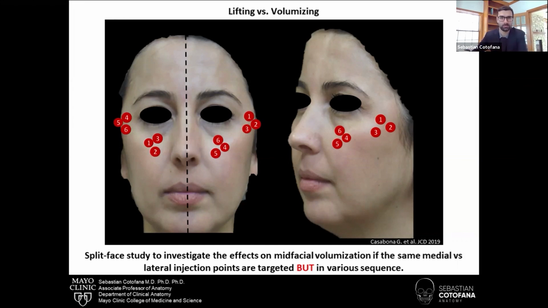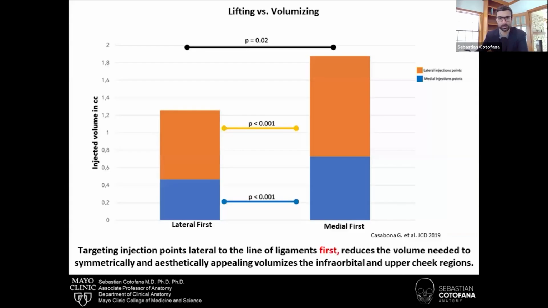And then we looked into the symmetric outcome, because both sides of the face need to look alike, very symmetric. But we compared the amount of volume that you needed to achieve a very similar outcome. And this is the results. It shows that when you inject lateral first, you need less product as compared to when you inject medial first. And the reason is because lateral first, you inject first to the line of ligaments, and that means you tense the tissues. You really inject here, and then you elevate the tissues, and then you need less product here to have the same volumizing effect.